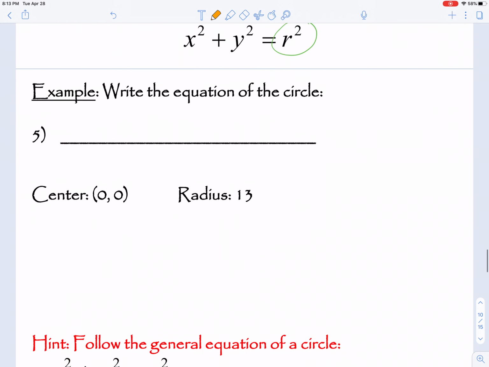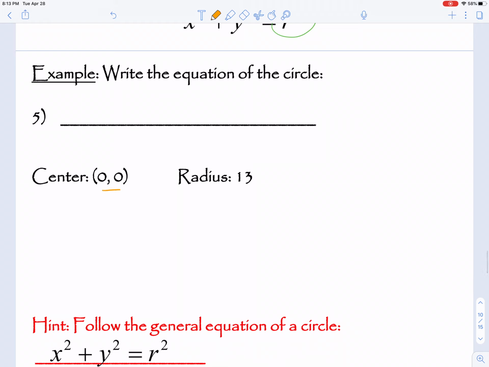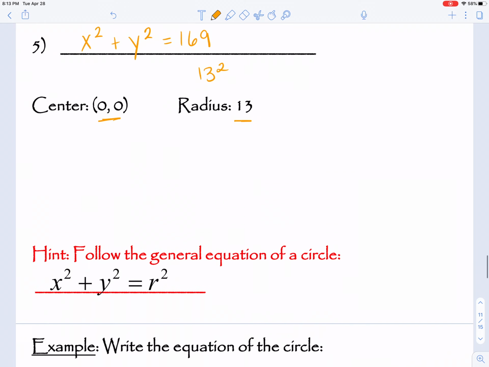All right, now the opposite. If they give you the center and the radius, are you able to write the equation? Sure. If the center is at 0, 0, you're going to have x squared plus y squared equals the radius squared, so it will be 13 squared. So I'll have 160... 169. Why am I blanking out? Yeah, it's 169. Okay.